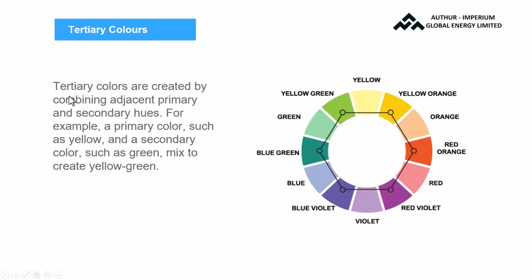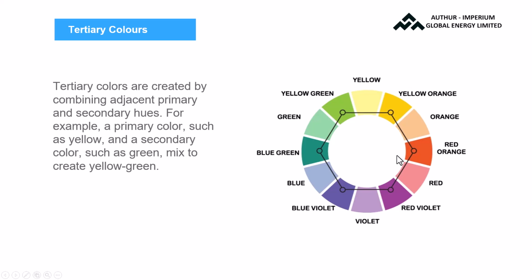So tertiary colors are created by combining an adjacent primary and secondary color, secondary hues. So for example, a primary color such as yellow and a secondary color such as green will mix to give you yellow green. So adjacent colors, adjacent colors.